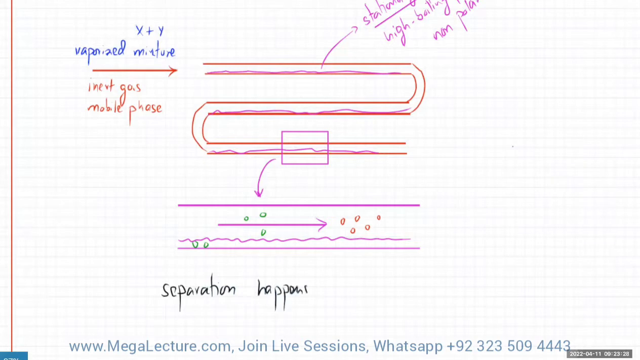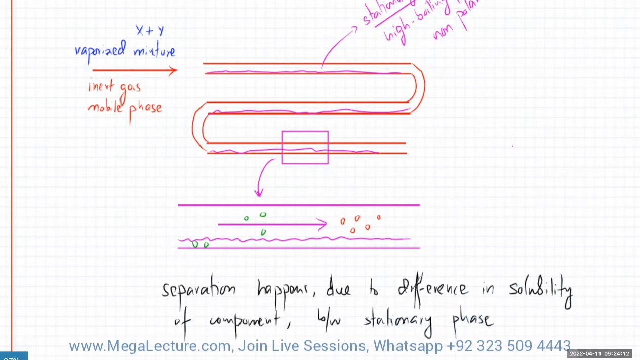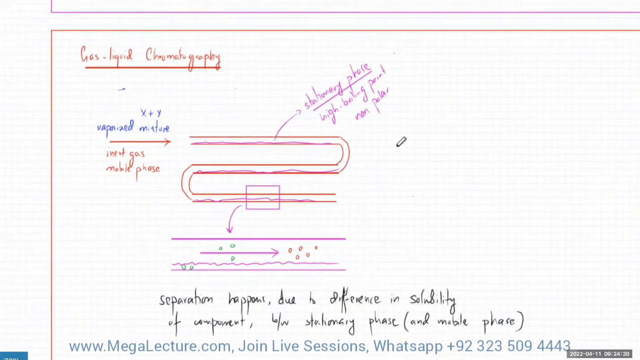Why does it happen? Because there's a difference in solubility of the mixture, or of the component, or the dye, between the stationary and mobile phase. So that's about it. Okay, is this clear? You clear? Yes, sir.